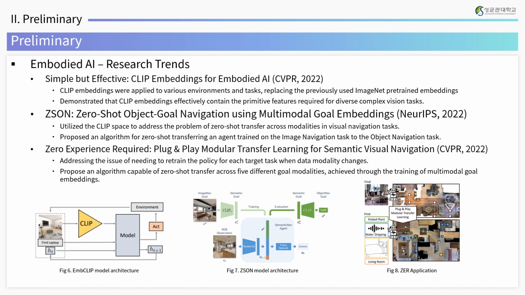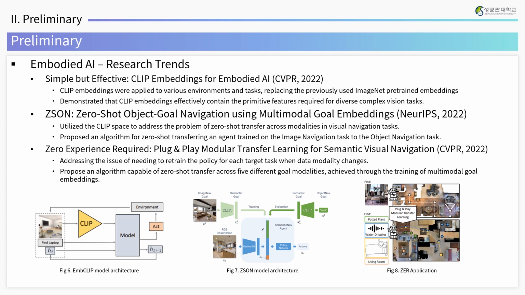Second paper is ZSON: Zero-Shot Object-Goal Navigation using Multimodal Goal Embeddings. It utilized the CLIP space to address the problem of zero-shot transfer across modalities in visual navigation tasks. And it proposed an algorithm for zero-shot transferring an agent trained on image navigation task to the object navigation task.